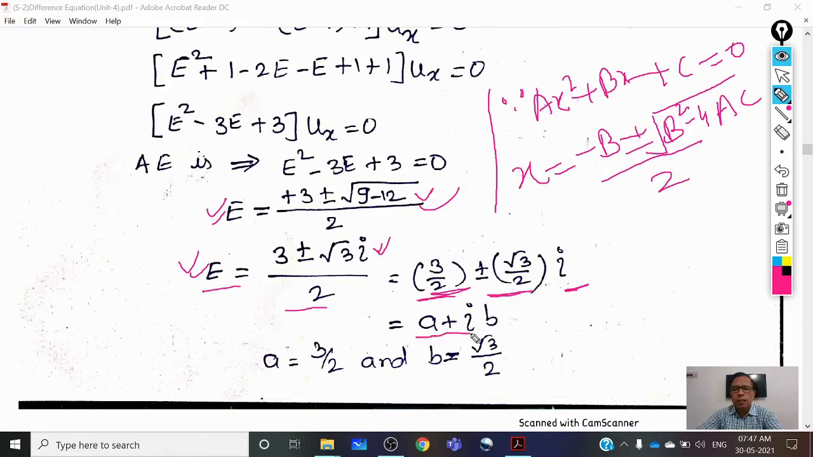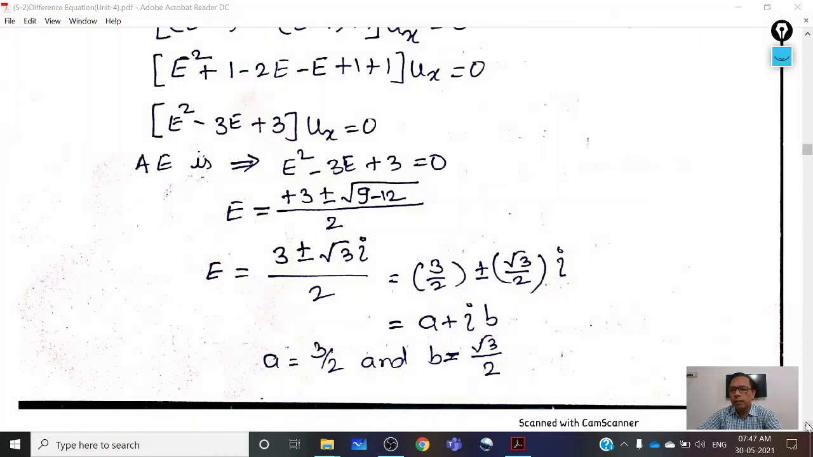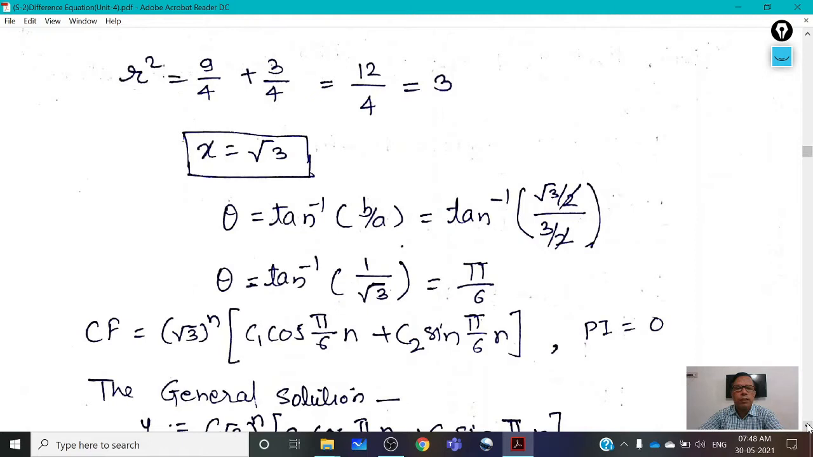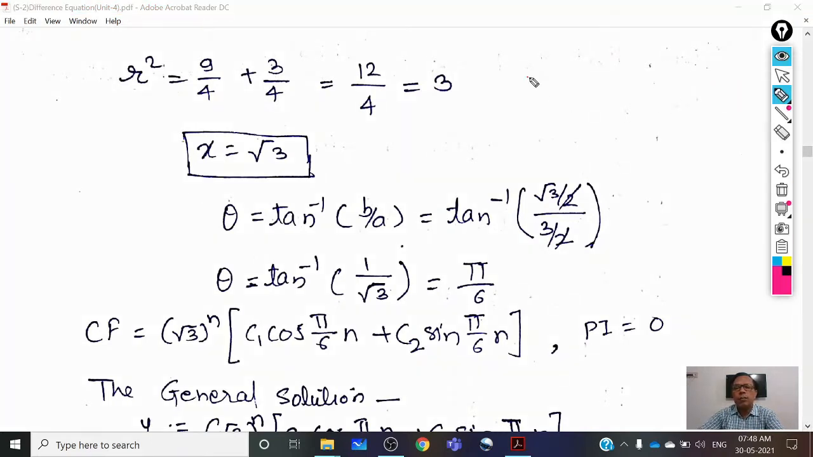This is the a plus minus ib form. Here a equal to 3/2 and b equal to √3/2. And we have r equal to under root of a² + b². So by using the values of a² + b², r² equal to 3, and finally r equal to under root 3.